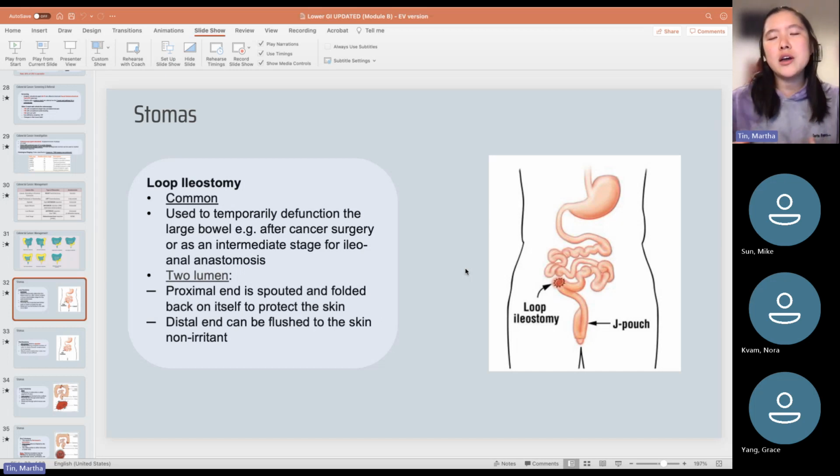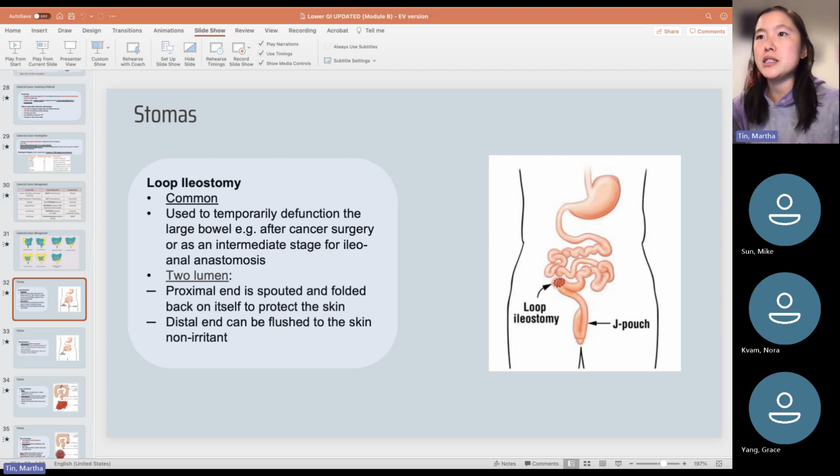This is because you want to take the section of bowel below this loop out of function temporarily, because you want to let it heal or recover from a recent bout of infection, or maybe you've just had another surgery down there and you want it to heal first before you have all this digested food going through it. So that's what this might be used for.